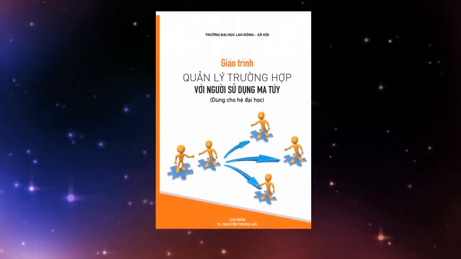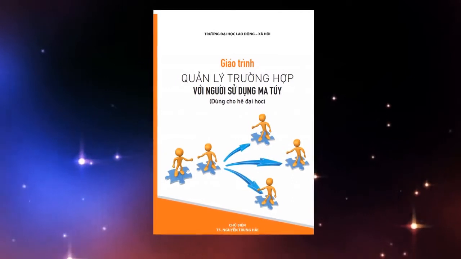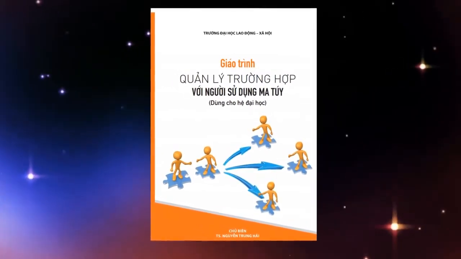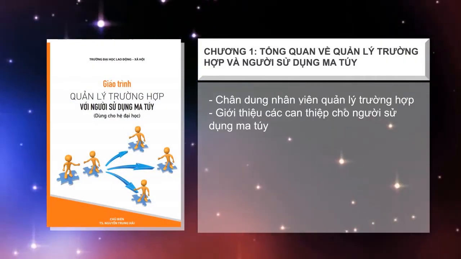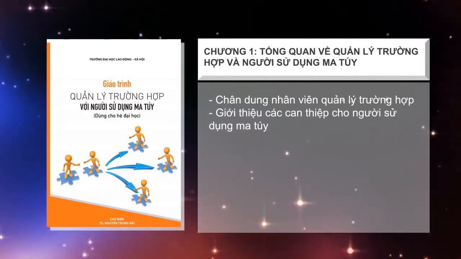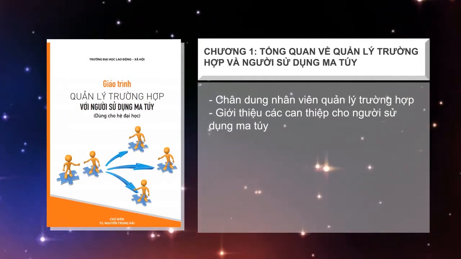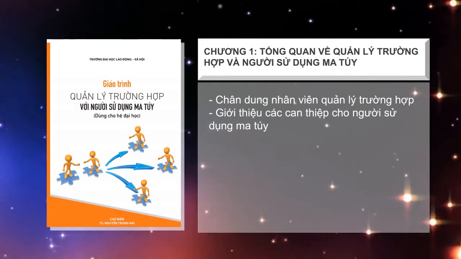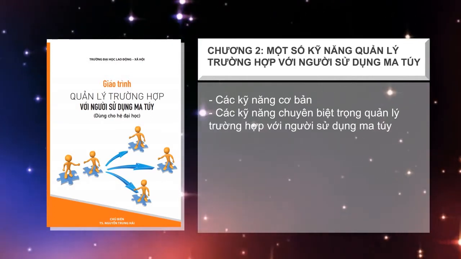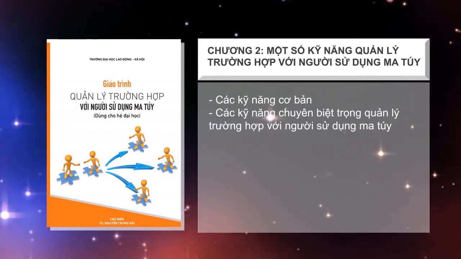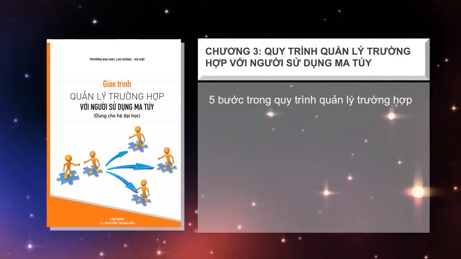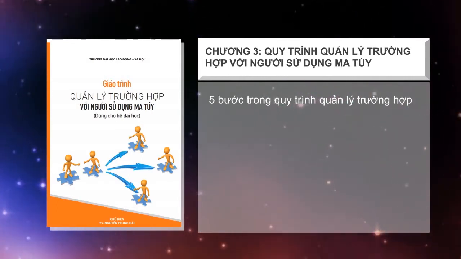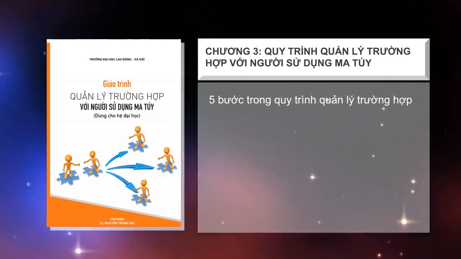The Case Management for Drug Users curriculum consists of 3 chapters and 209 pages that provide the principles and skills on case management for drug users. Chapter 1 draws up a portrait of a case manager working with drug users and introduces an overview of interventions for drug users from prevention to harm reduction to continued care and support services. Chapter 2 presents and analyzes basic skills and specialized skills in case management for drug users. Chapter 3 details 5 steps of the case management procedures.